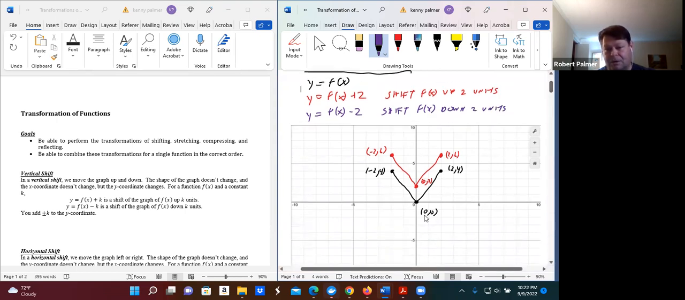So let's do that. Here, 0, 0 is going to go to 0, negative 2. This point that was at 2, 4 is going to go down to 2, 2. And over here, the one that was at negative 2, 4 is going to go to negative 2, 2.